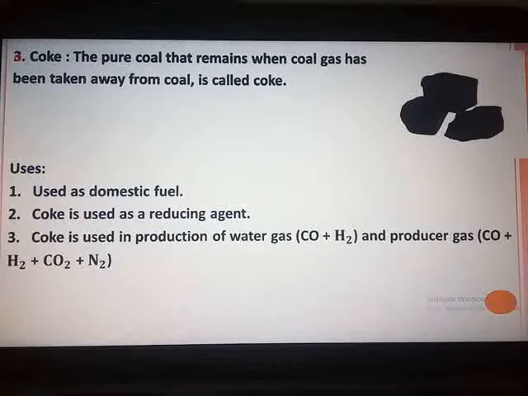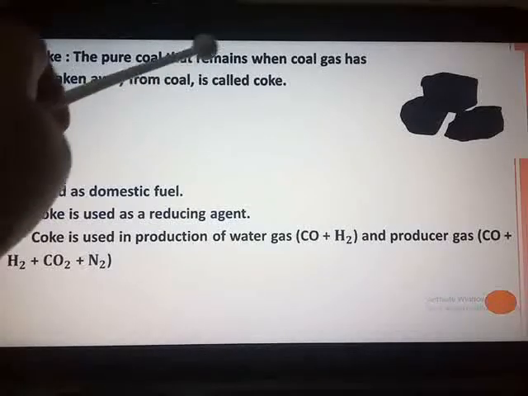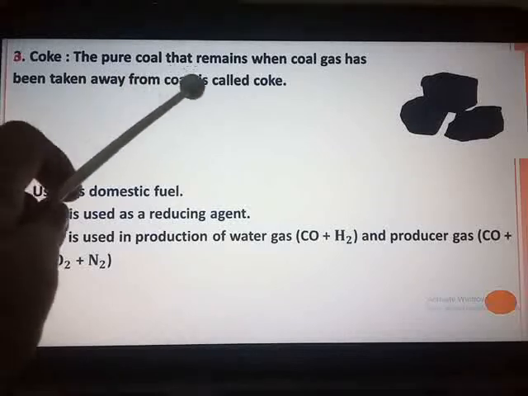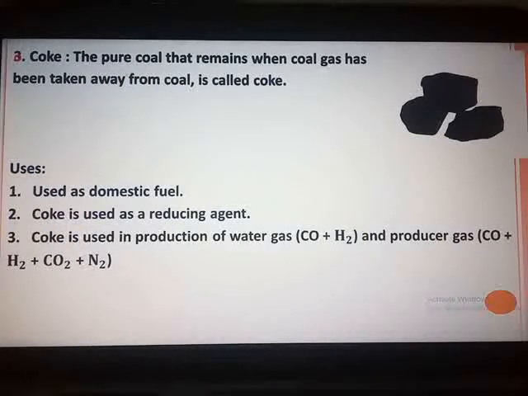The next is coke. The pure coal that remains when coal gas has been taken away from coal, that is called as coke. What are the different uses of coke? It is used as a domestic fuel, reducing agent and the production of different gases like water gas, producer gas, etc. With this, we complete with the revision of crystalline and non-crystalline forms of carbon. I have told you for each and everything, whether it is coal, whether it is coke, whether it is fullerene, you have to study 3 properties and 3 uses each.